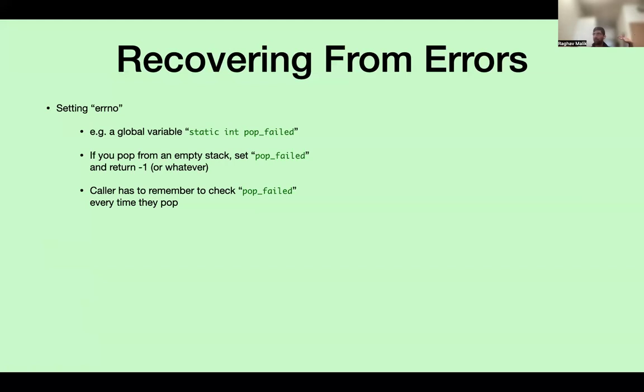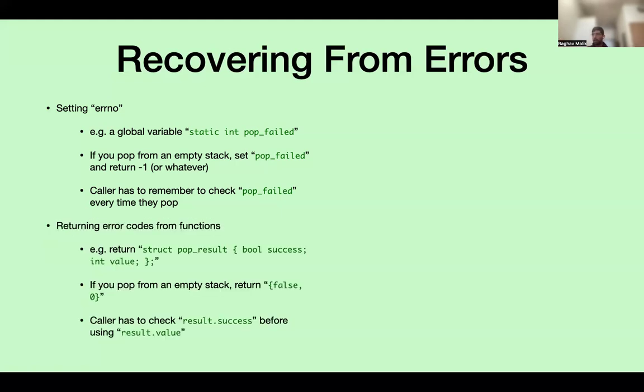For example, here you create a global variable called pop_failed. If you pop from an empty stack, then you set pop_failed to true, or set it to 1, and then you return some nonsense value. You can return whatever you want. This leaves it up to the caller to remember to check pop_failed every time they pop, right? So you can't just pop from the stack anymore. You have to pop from the stack, and then if pop_failed, handle that case. Otherwise, use the value that you popped. So it's a bit more work, but it allows us to signal back that something bad happened as long as the caller remembers to check.